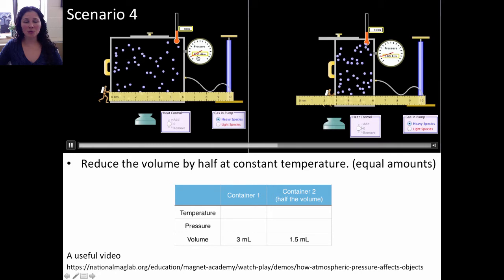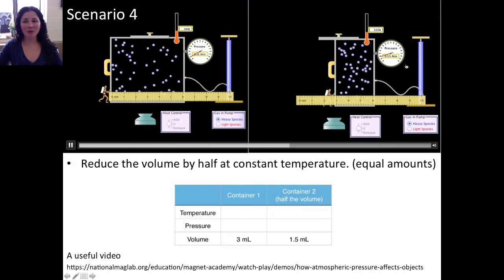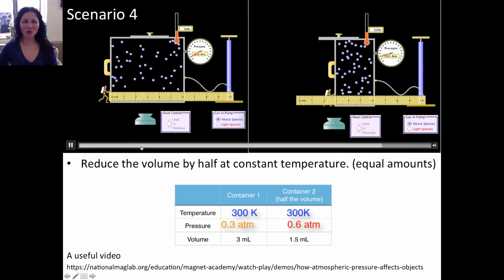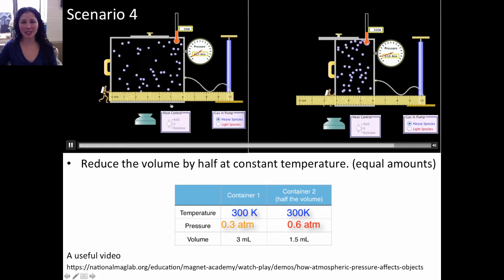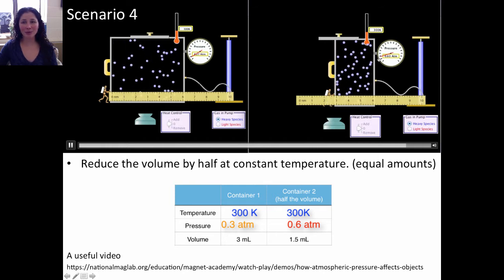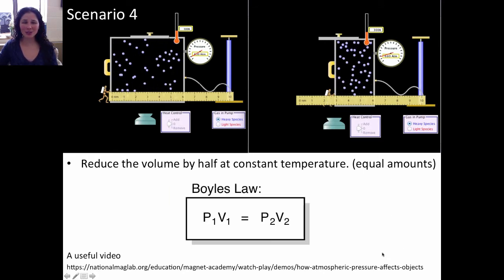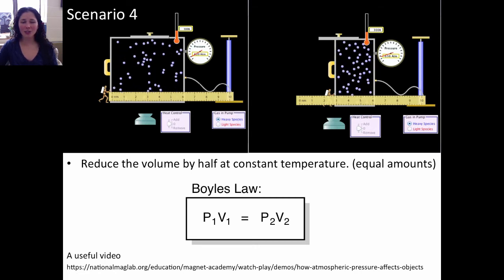Here, we started out close to 0.3 atmospheres and we ended up close to 0.6 atmospheres. When we reduce the size of the container by half, then we double the pressure. This fits into Boyle's law. Now, it's not important that you remember this particular law is Boyle's law, but please notice that it's familiar.